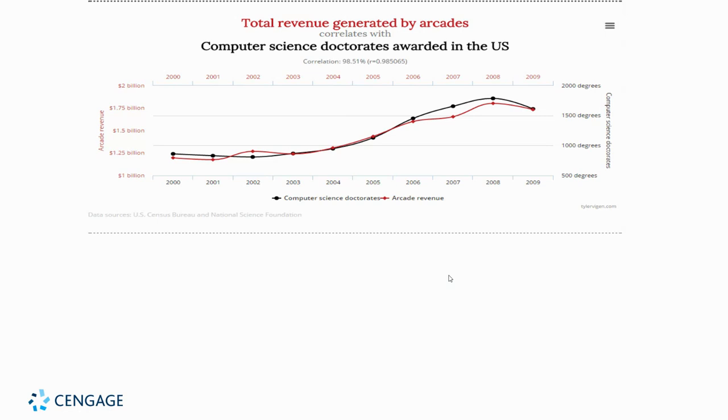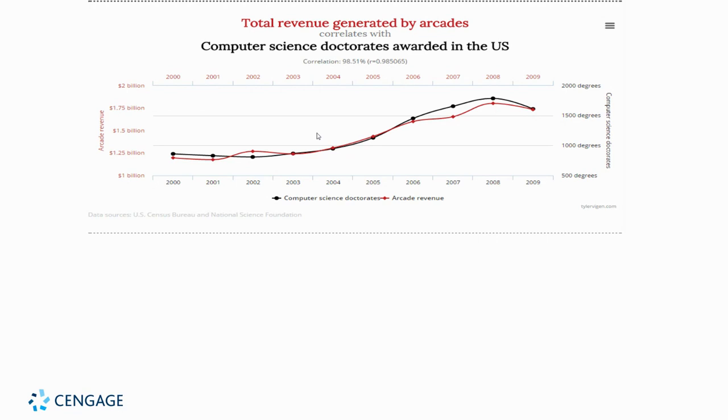Here's another one that's a little bit more related, but not necessarily causal. The total revenue generated by arcades, so how much money arcades are making, compared to computer science doctorates awarded in the U.S. And you can see, in some cases, this correlation is almost perfect. But how much money the arcade makes doesn't really have anything to do with who's going to school to get a doctorate in computer sciences.